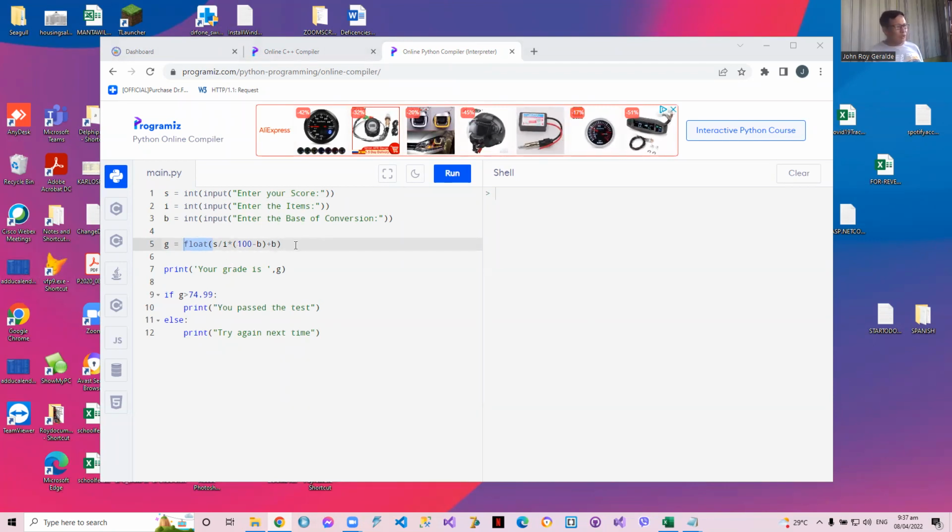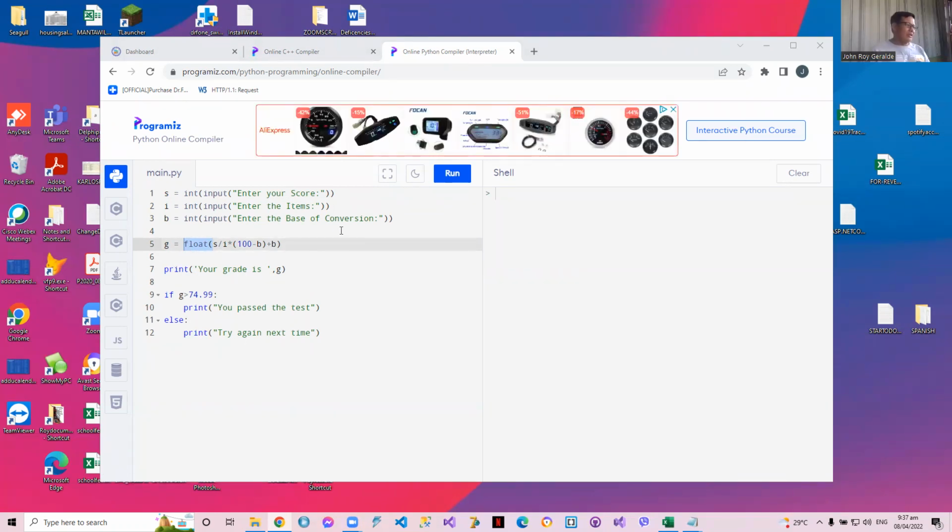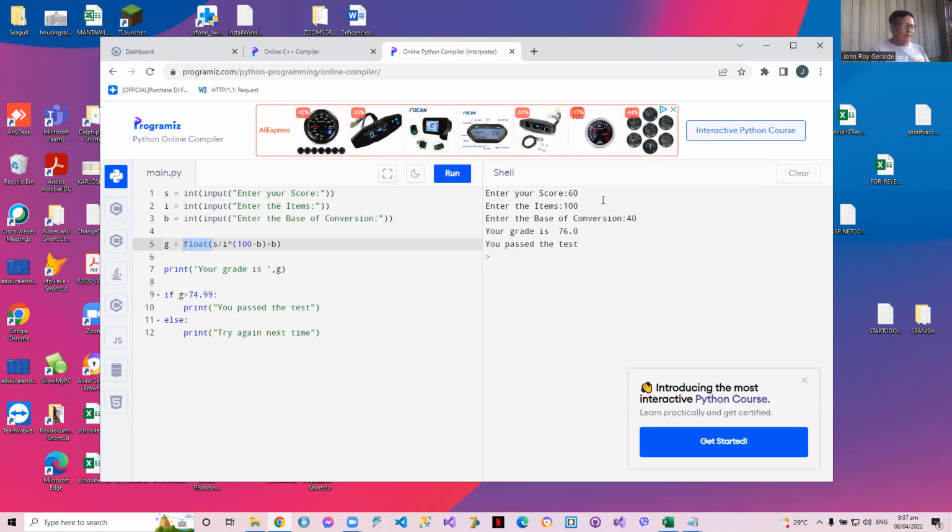So this is the same formula. We don't have semicolons at the end. And then we print the grade using the print command. And then we declare a decision. Let's run this. 60, 100, 40. So it makes a decision. We can run this again. We have 30, 100, 40. So it makes the decision.